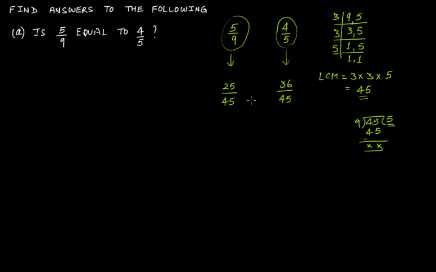So now you can see that this equivalent fraction for this one and this equivalent fraction for this one are now like fractions. Why? Because their denominators are the same, that is the LCM of 9 and 5. So if these two are like fractions, then we will compare the numerators. Of course 25 is smaller than 36, right? So there's no way that these two fractions are equal.